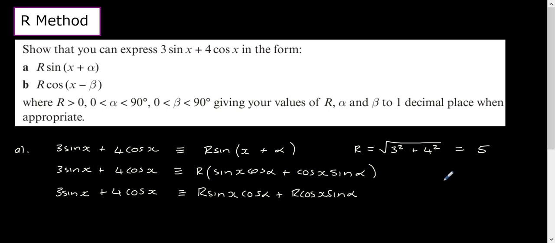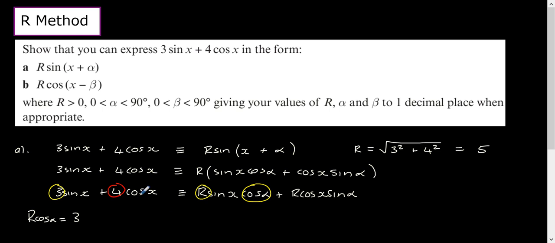Now we're going to have a look at comparing coefficients. So over on the left here, we have sine x being multiplied by 3. On the right, we've got sine x being multiplied by r cos alpha. Just comparing those two things, coefficient of 3, coefficient of r cos alpha. That means that r cos alpha is equal to that 3. It has to be. The number of sine x's on the left has to be the number of sine x's on the right.